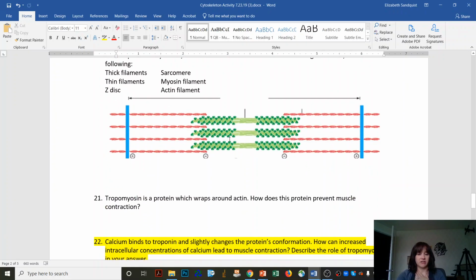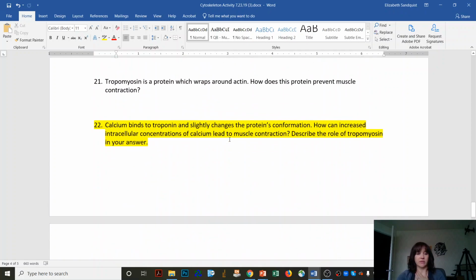The last question that I want to go over is number 22. This is another one that, if you can find an animation for it, might be helpful. Calcium binds to troponin and slightly changes the protein's conformation. How can increased calcium concentrations lead to muscle contraction? And make sure to describe the role of tropomyosin in your answer.